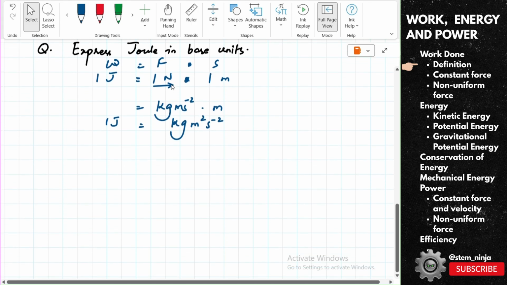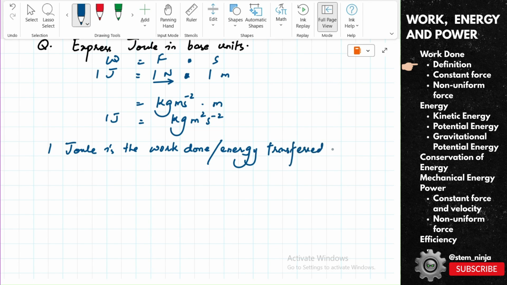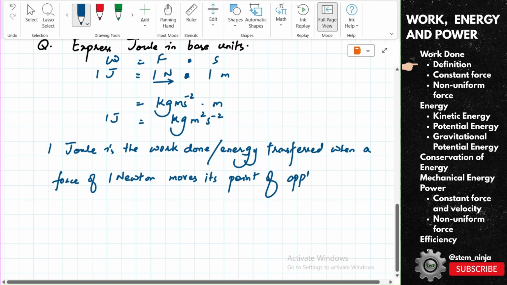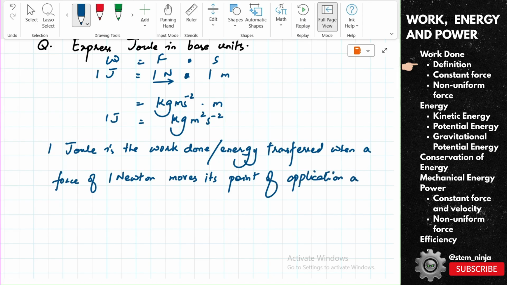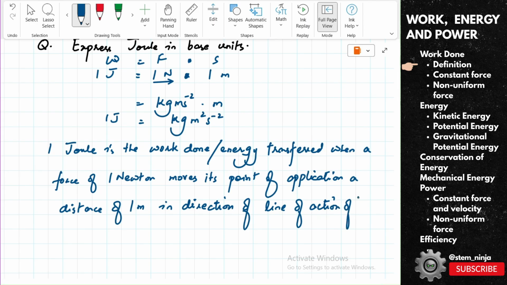If the question asks you to define a joule, you could also say that 1 joule is the work done or energy transferred when a force of 1 Newton moves its point of application a distance of 1 meter in the direction of line of action of force.